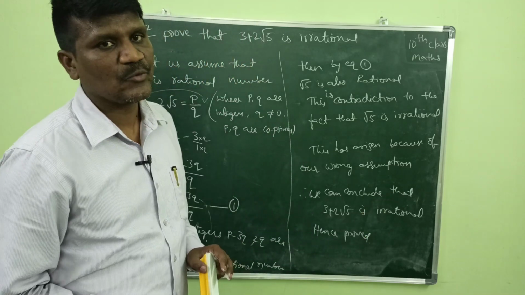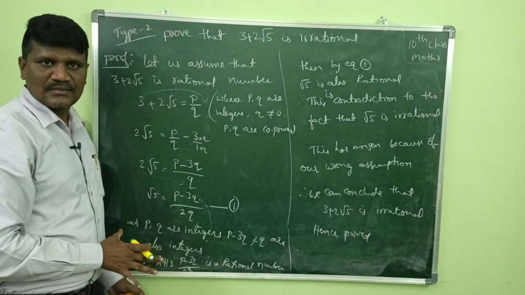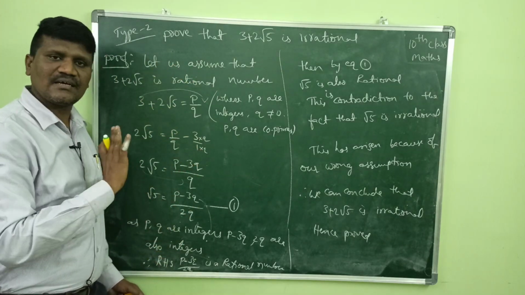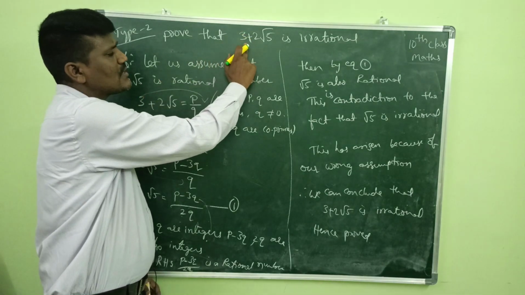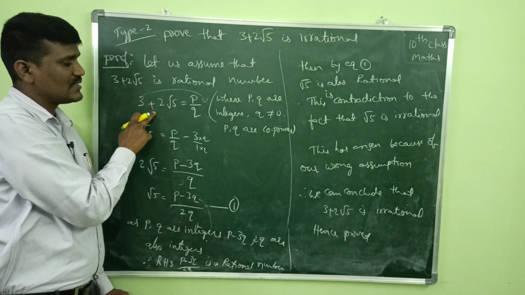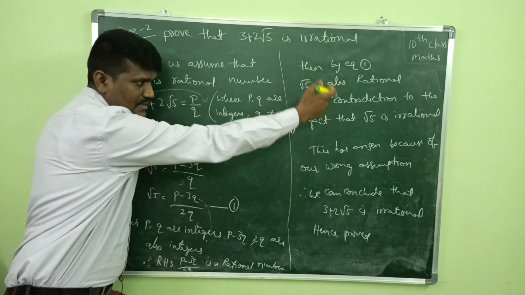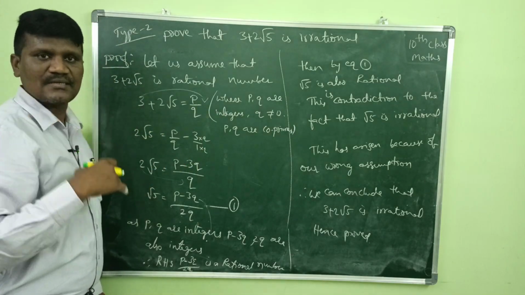So this is the type 2 problem. Whatever the problem is given, you should follow the same steps. Everything is the same, only the numbers will be changed, remaining all are the same. Suppose a different number is given, a different number will come here. Only the numbers are different, the wording is the same.